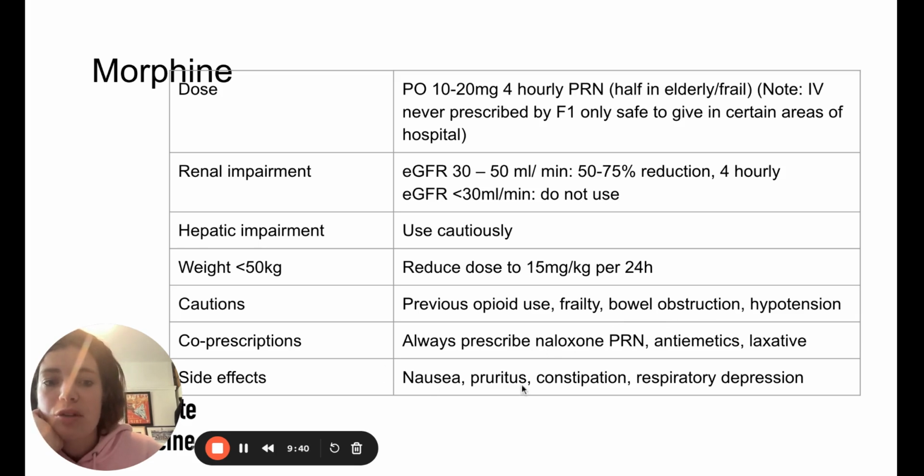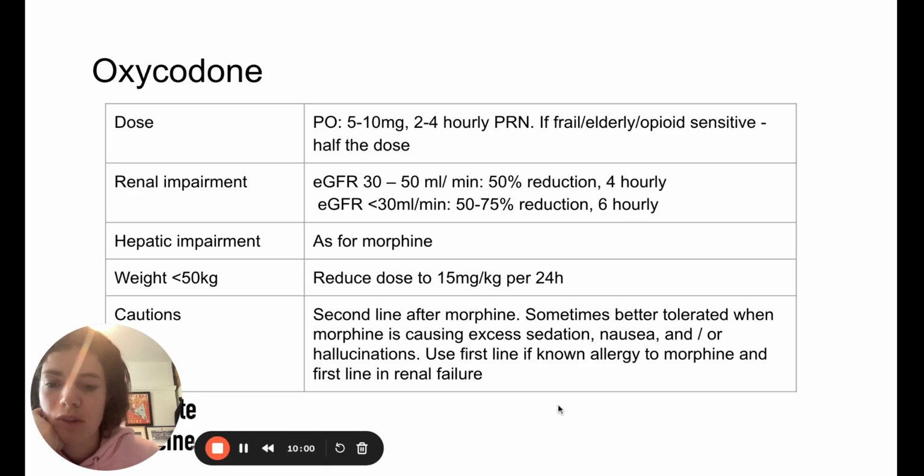Always prescribe naloxone PRN to reverse it, and say to the nurses, if they're drowsy and have a respiratory rate below 12, give that naloxone, and always prescribe antiemetics and laxatives as well. Side effects of morphine include nausea, itching, constipation, and respiratory depression.